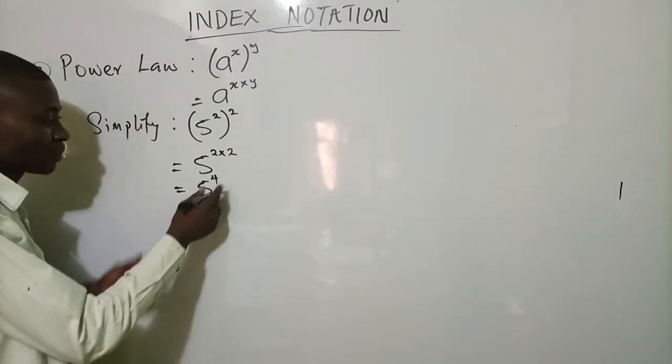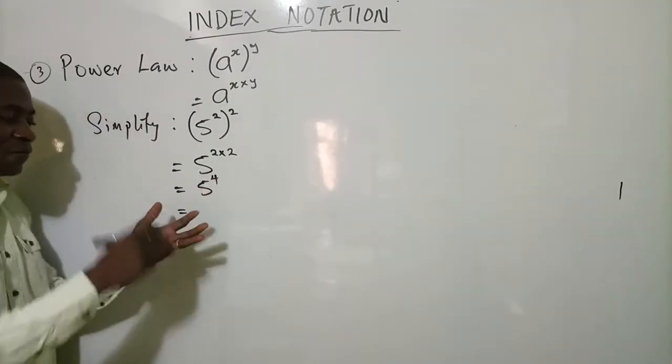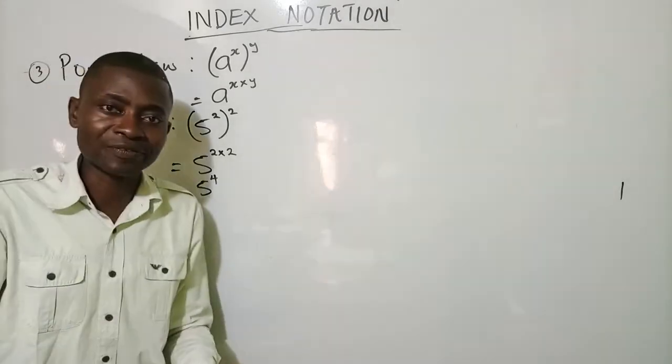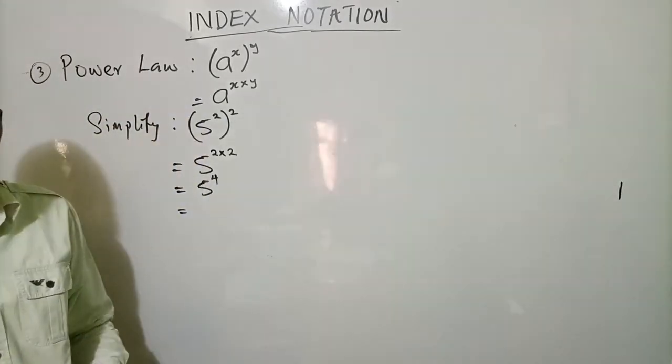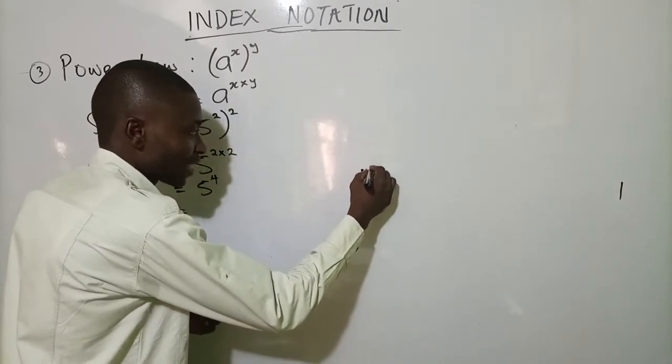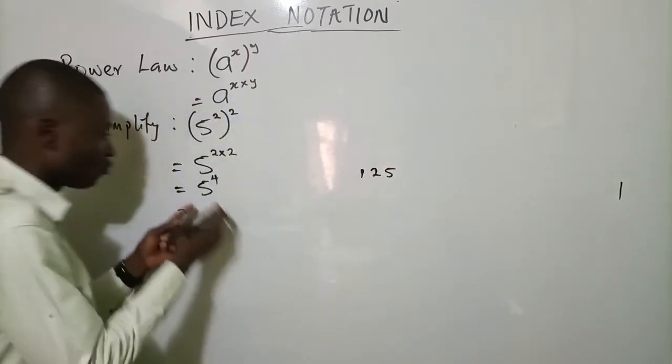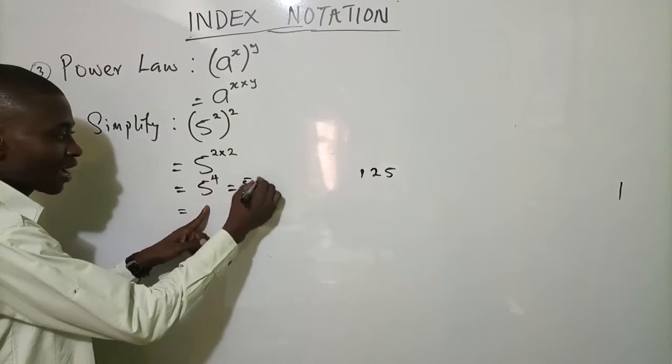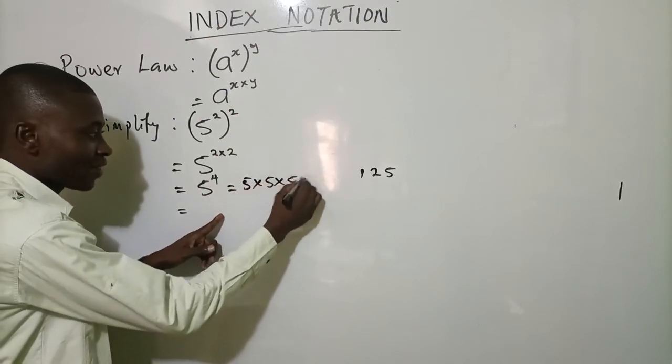So 5 raised to the power of 4 means 5 times 5. 5 times 5 is what? 25. 25 times 5 is what? 125. No, we've taken 2. We say this means 5 times 5 times 5 times 5.